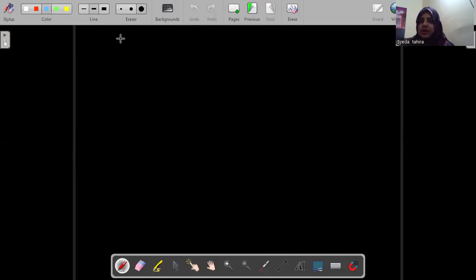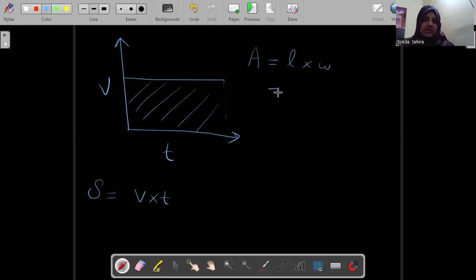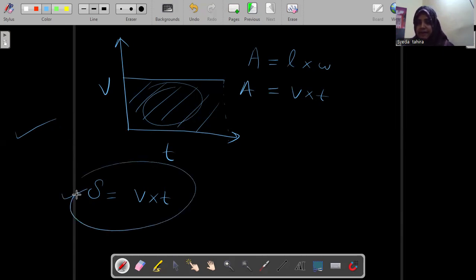Okay, guys, let's have a velocity time graph, okay? And this is the speed of my vehicle, right? So, the distance traveled by that vehicle is going to be v times t, okay? If I focus on this graph, I can just see that the shape of this graph is just like a rectangle. And I know that the area of a rectangle is length times width, and in this case, it's going to be v times t. Okay, which means for the velocity time graphs, the area under the graph is going to give me what? Distance.